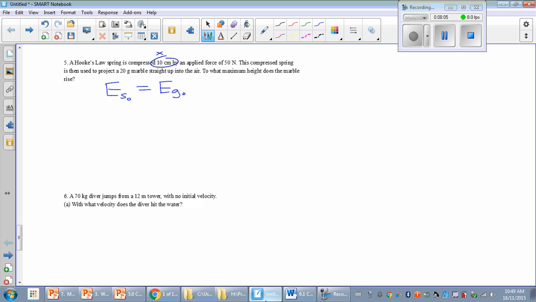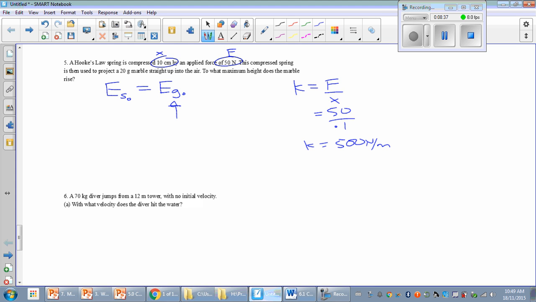That's your x in your spring. The applied force, this is F. So we have to do a little side calculation first. K is equal to F over x. That comes from Hooke's law. And that's going to be 50 divided by 0.1, which makes 500 newtons per meter. That's your K value for your spring formula. And then again, you're just solving for height in the gravitational term.